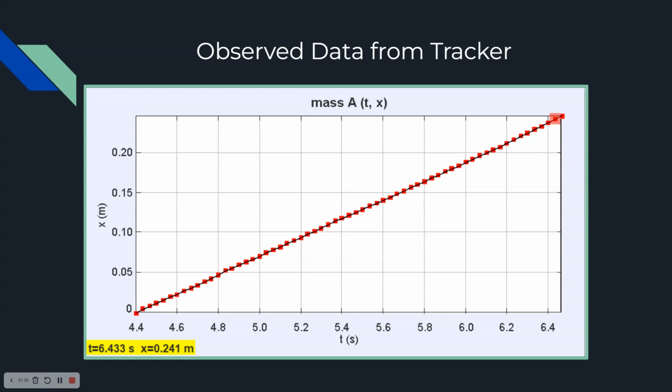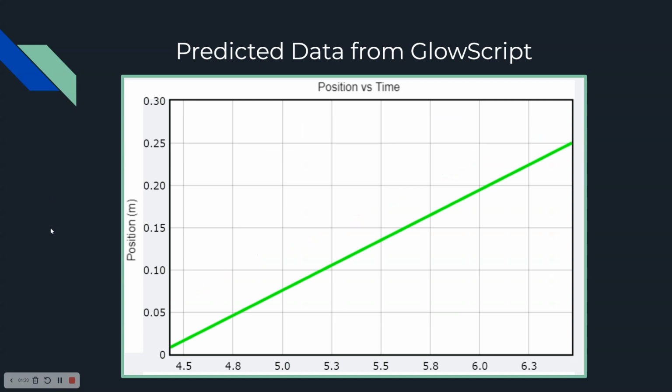So basically, this graph was created by measuring the position of the object every few frames advancing through the video as it moved along the table. And what this gives us is a real position versus time graph representative of the actual motion of the object that we can observe with our eyes from the video. So now we're going to go take a look at another graph.